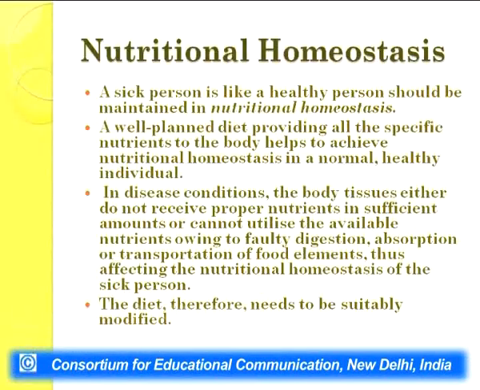A very important aspect is nutritional homeostasis. A sick person, like a healthy person, should be maintained in nutritional homeostasis. A well-planned diet providing all the specific nutrients to the body helps to achieve nutritional homeostasis in a normal healthy individual. In diseased condition, the body tissues either do not receive proper nutrients in sufficient amount or cannot utilize the available nutrients owing to faulty digestion, absorption or transportation of food elements, thus affecting the nutritional homeostasis of the sick person. The diet therefore needs to be suitably modified.